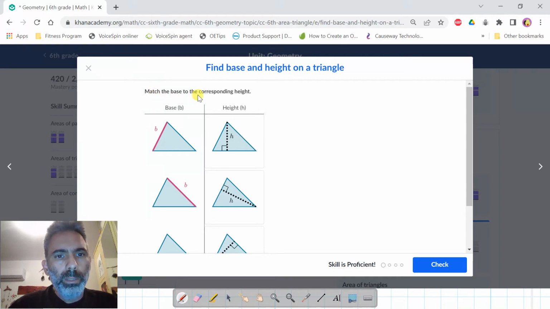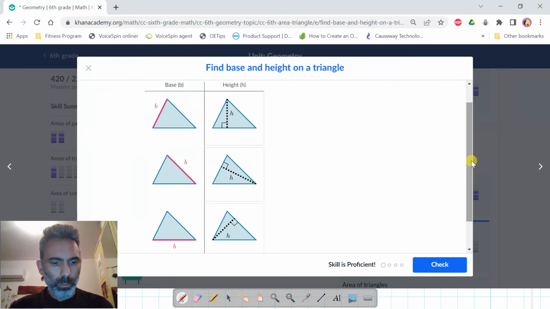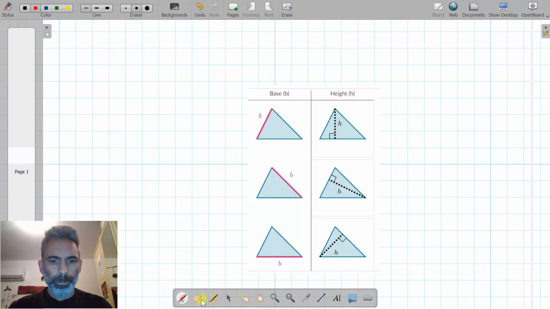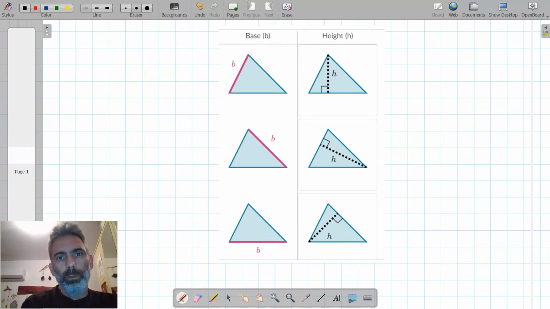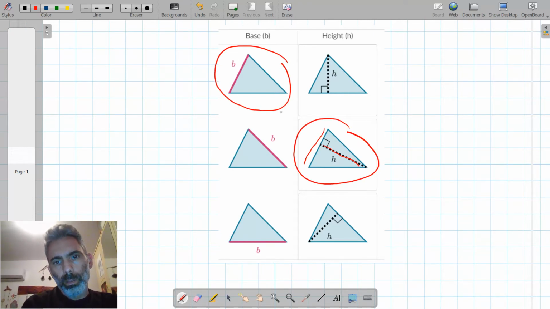Okay, we need to match the base to the corresponding height. Okay, so on the left hand side, we have this as the base. So if this is the base, then this is the base and that is its height. So this triangle should be attached to this height. This base is corresponding to this height.